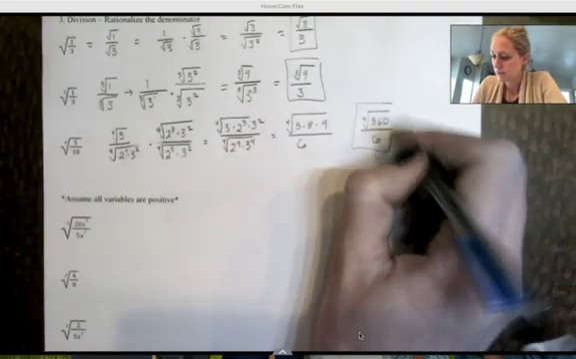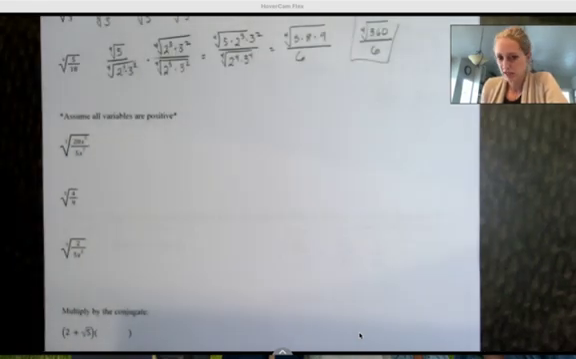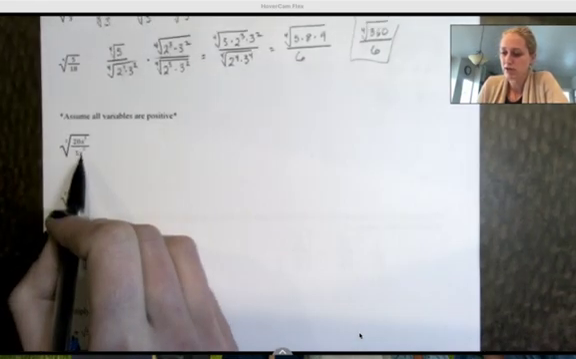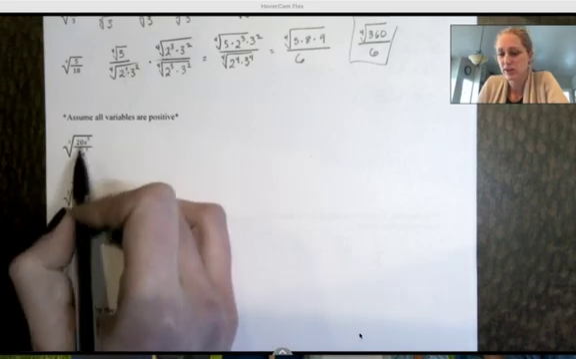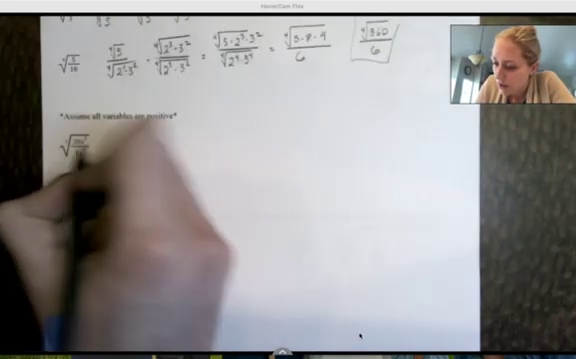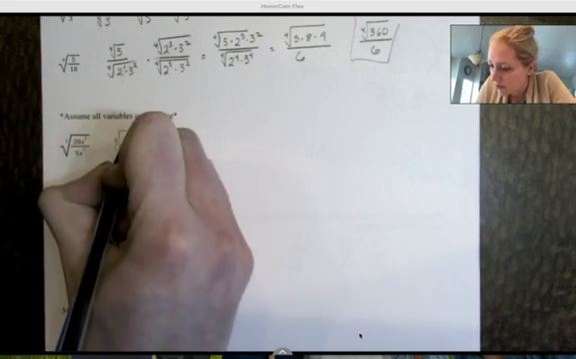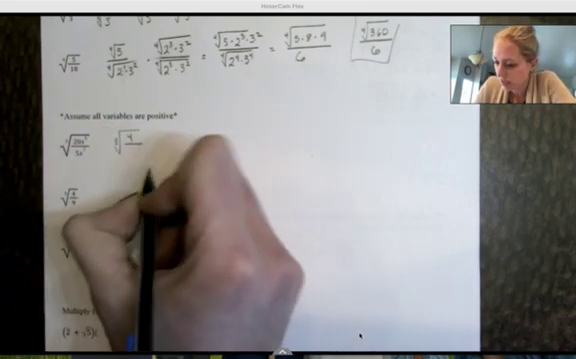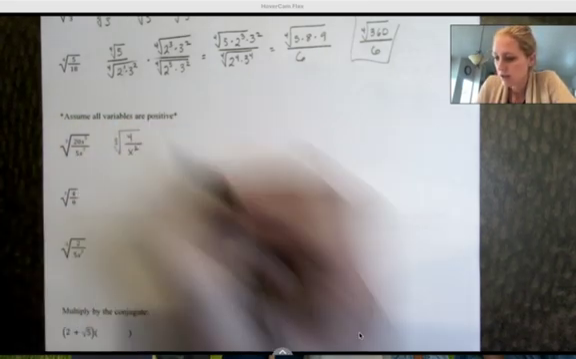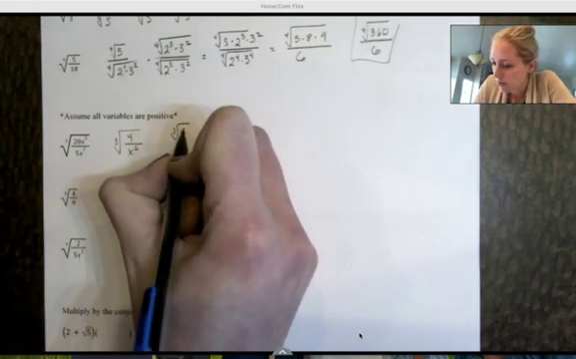Here we're going to assume all the variables are positive so that we can take even roots, but we are going to do the same thing. We're going to rationalize, but first I'm going to simplify what's in the radical. So here 20 divided by 5 is 4, so it's still under the cube root. And x to the 5th over x to the 7th, if I subtract those exponents, I get x squared. Again, think of that as two separate roots.